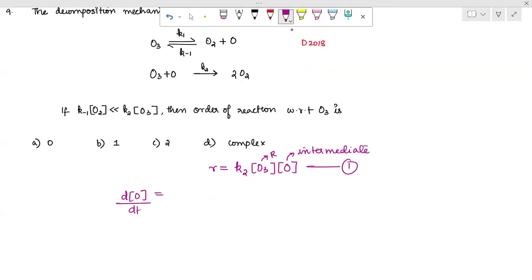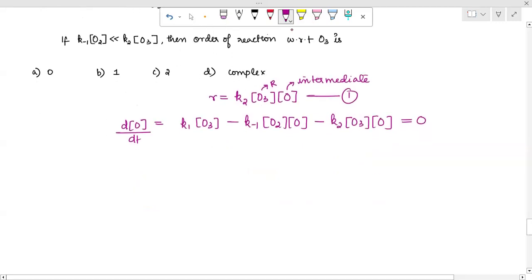In the first step, it is being formed, so that is K1 into O3. In the reversible step, it is disappearing, so you have to put minus K inverse O2 into O. In the final step also, it is disappearing, so minus K2 into O3 into O. This is going to be equal to 0 according to SSA. Now rearrange and find the expression for O.